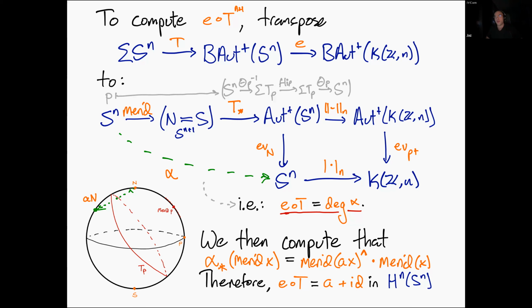Using that co-group structure, what this tells us is that in the cohomology group, the Euler class is the sum of the antipode and the identity. And now we can refer to the degree calculation of these two. A is either flip or identity, depending on whether the sphere is even or odd. So if the sphere is odd, then the Euler class is 0. And if the sphere is even, the Euler class is 2. So that's nice. That's how we calculate the Euler class there.